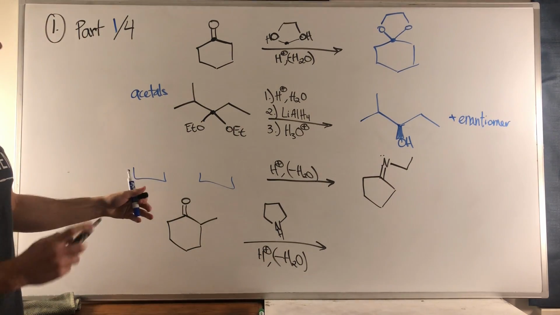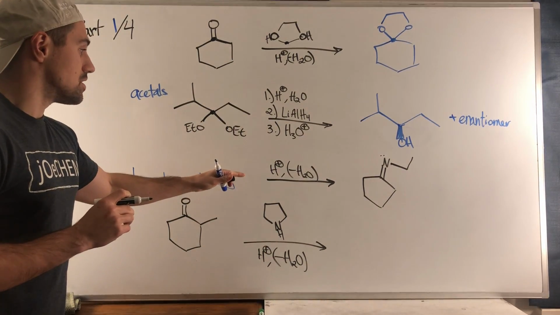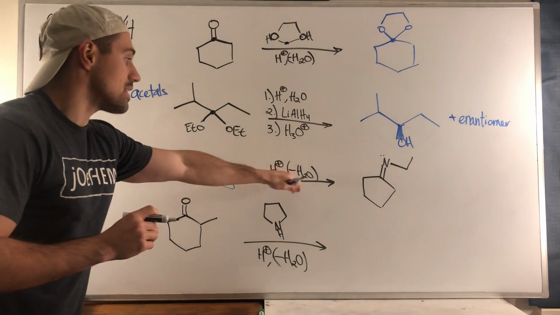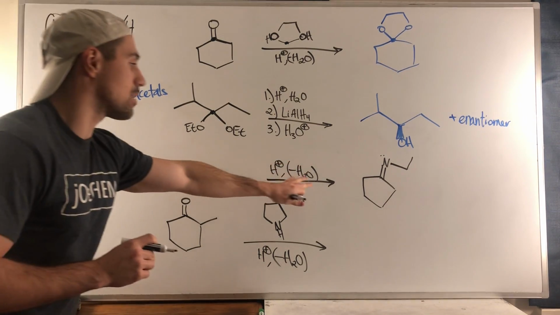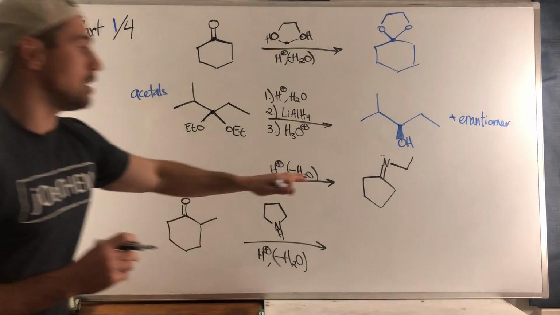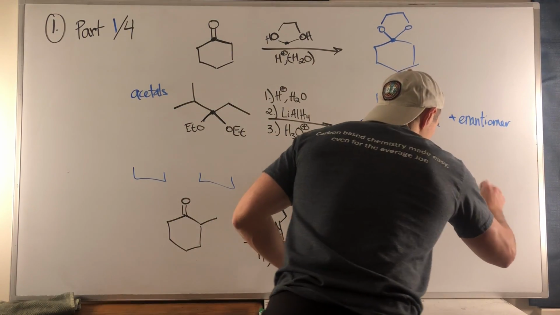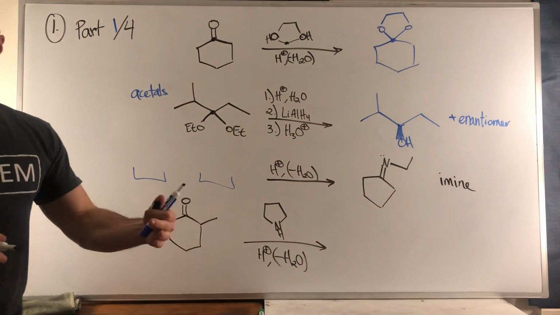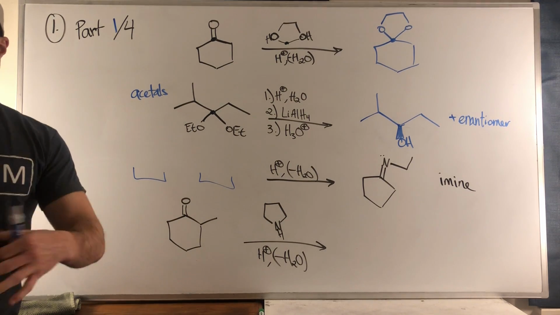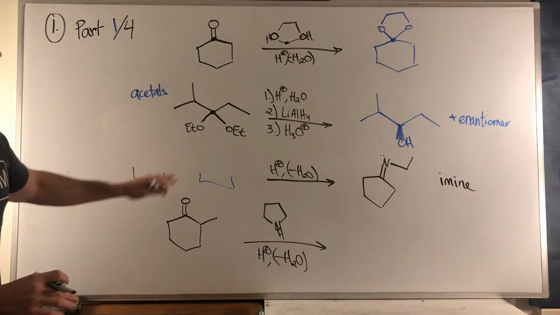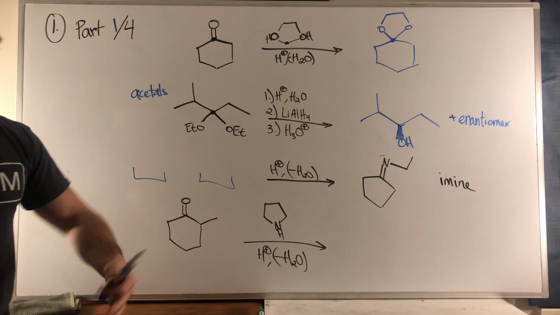So I hope what you're seeing is this is H+, and it's saying minus H2O. So basically this is saying we're in an acidic environment, and we created what I hope you recognize as an imine, right? Because of that nitrogen-carbon double bond. So how do we come up with a carbonyl and an amine, A-M-I-N-E, right?